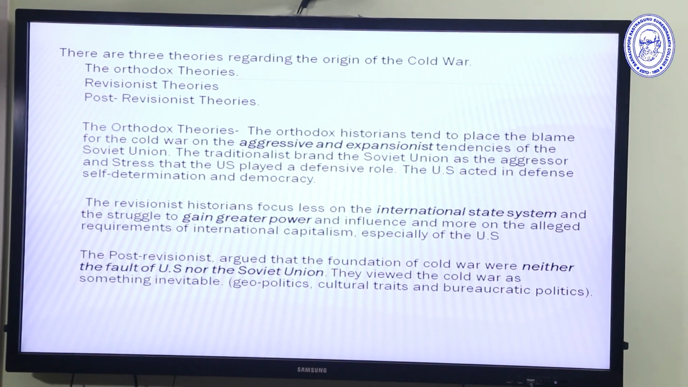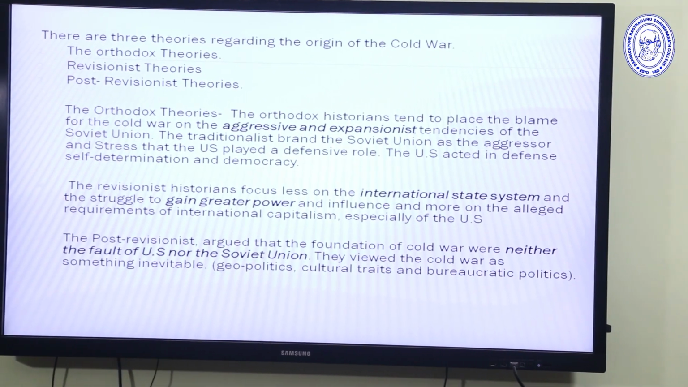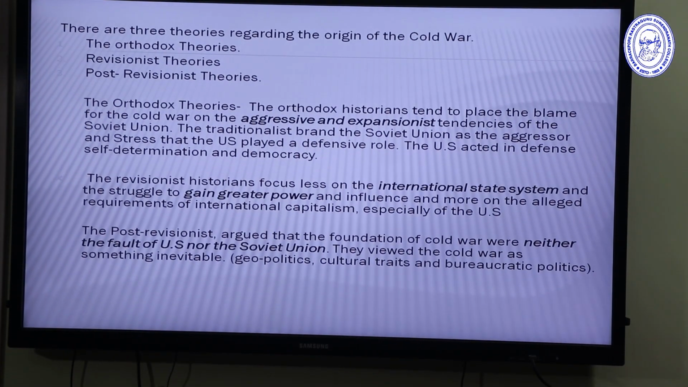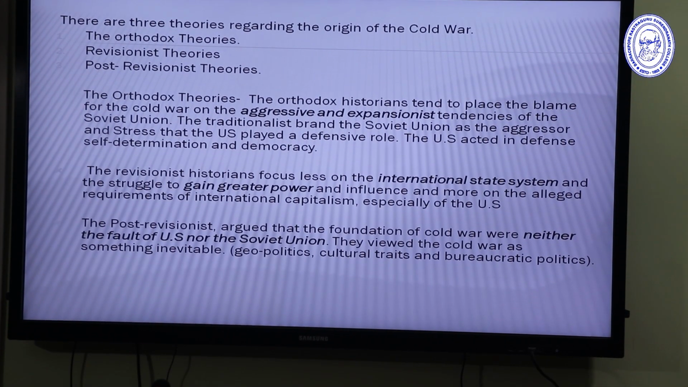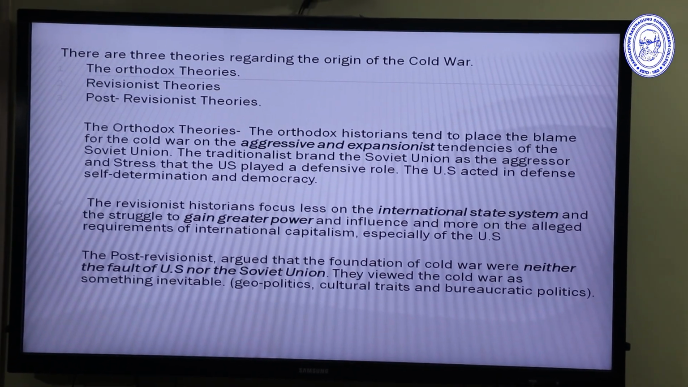You can take a screenshot also. That's very important. Then let us come to the phases of the Cold War. I'll be explaining this one. The phases, from 1946 to 49, there are lots of phases, so let's come one by one. 1946 to 49 is the first phase of the Cold War.